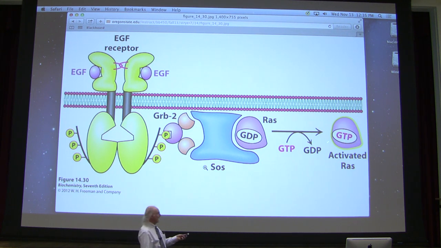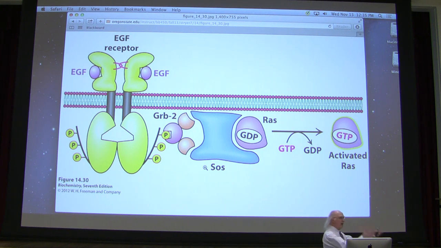The fact that it's a bad, inefficient enzyme means that it is on long enough to pass on its signal to the next protein in the pathway. That's all fine and dandy, except when we have a mutation. Okay?